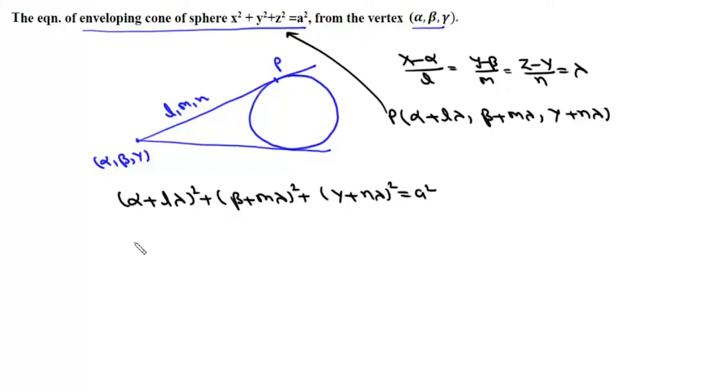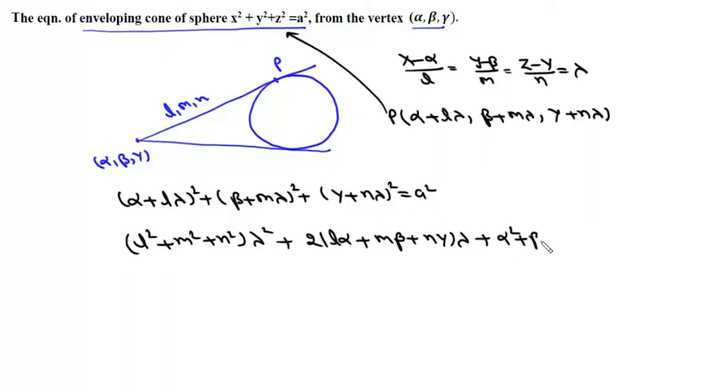Now we simplify this, and we can write this equation as (L square plus M square plus N square) into lambda square plus (2L alpha plus 2M beta plus 2N gamma) into lambda plus alpha square plus beta square plus gamma square minus a square. It must be equal to 0. Now since this line will be tangent to this sphere, it will have only one point of intersection. So this quadratic equation should have only one real root. That means the value of the discriminant D must be equal to 0.